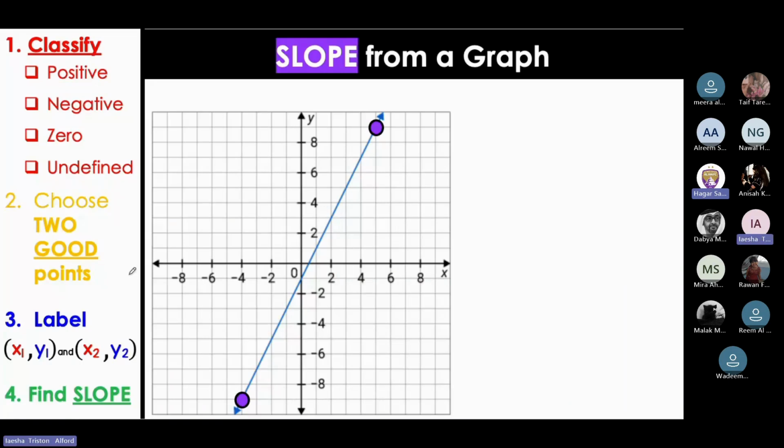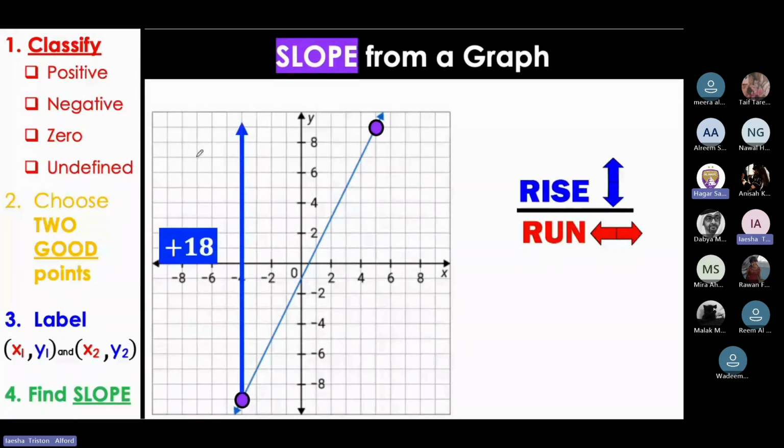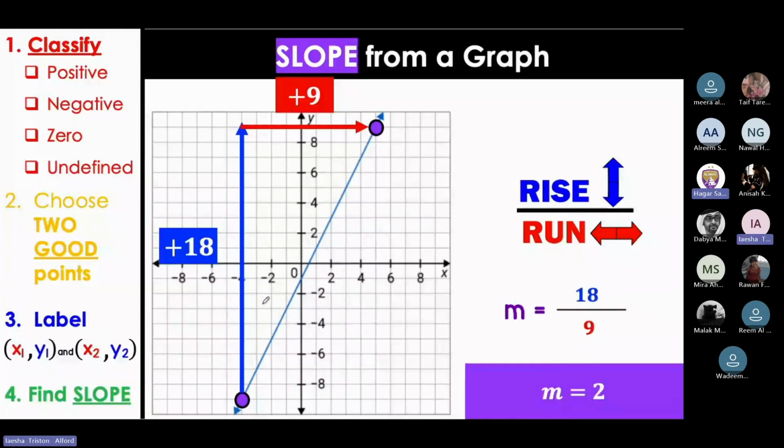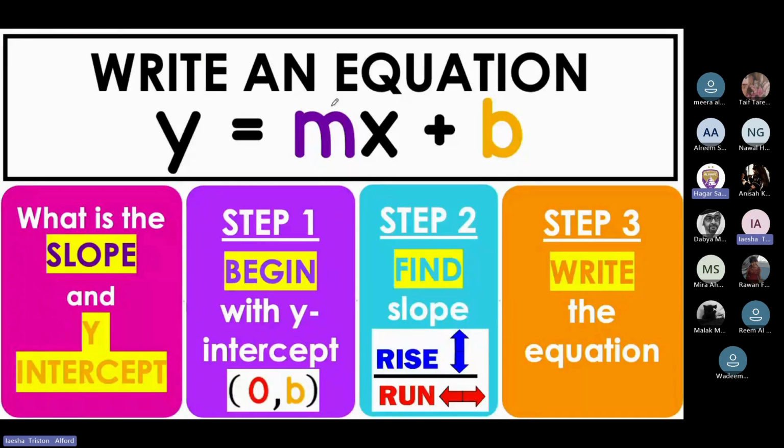So last thing we need to review is how to find the slope using the rise over the run. Remember, we're going to connect the 2 points and make a right triangle. The rise number, positive 18. The run number, positive 9. Divide, positive 2. Okay? So here's the steps. We need to know what is the slope and what is the y-intercept. We must begin with the y-intercept. Step 2, we have to find the slope using rise over run. And step 3, we can finally write the equation.